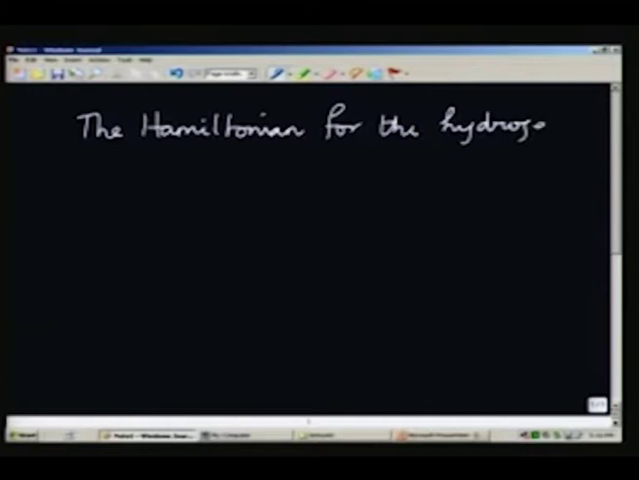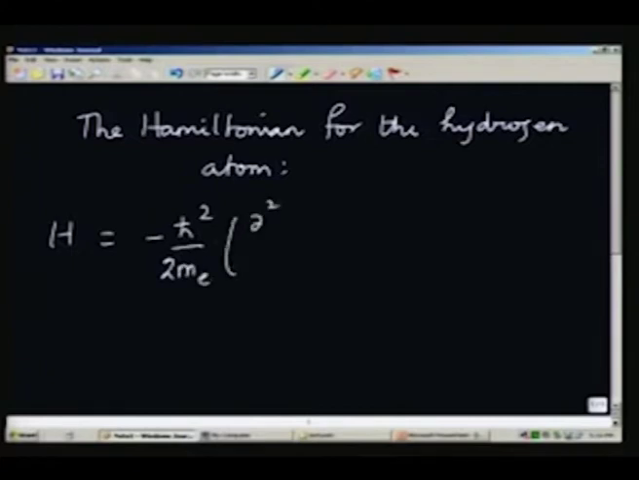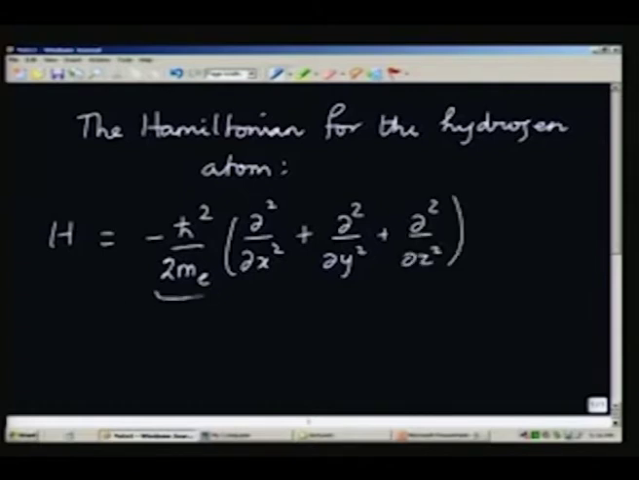Okay. So, the radial equation, the Hamiltonian for the hydrogen atom, if you recall from the previous lecture, the kinetic energy was written as minus h bar square by 2 m e, m e the mass of the electron, the x component of the momentum, minus i h bar dou by dou x, the y component and the z component. The whole of this is the kinetic energy.